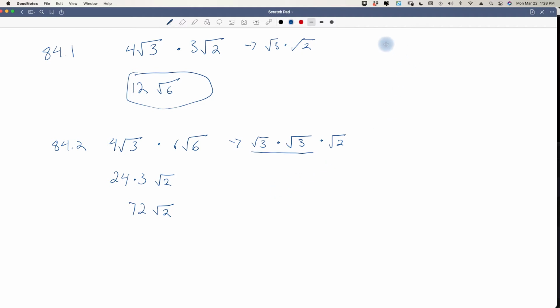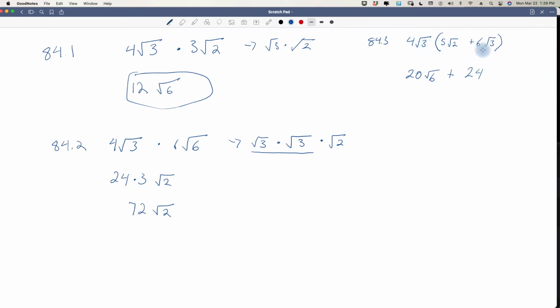84.3, I think we can do it here. We are asked to simplify 4 times the square root of 3, and it's a distribution problem of 5 times the square root of 2 plus 6 times the square root of 3. Okay, so we distribute. We use our whole numbers first. 4 times 5 is 20. So 20, and then we have the square root of 3 times the square root of 2. It's going to be the square root of 6 plus. We have 4 times 6 is 24.